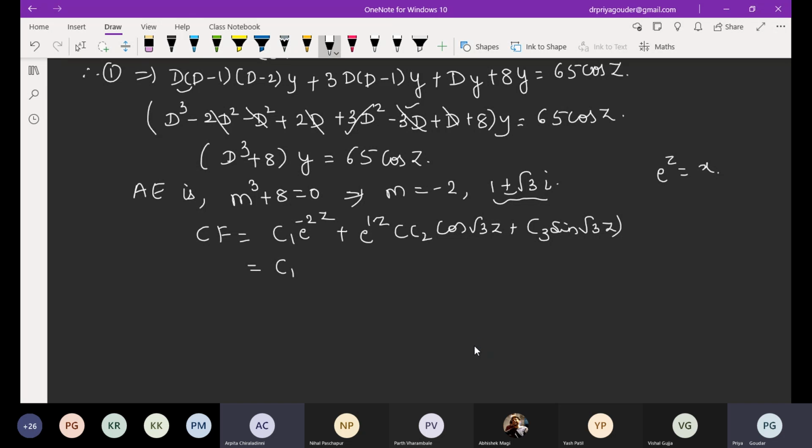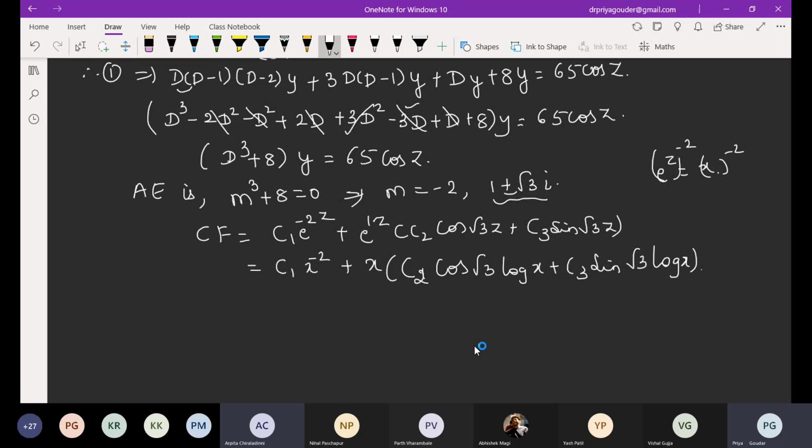What is the power here? -2. So if you raise the power on both the sides by -2, what will you get? Isn't it x raised to -2? Or you can write it as 1 by x square. Both mean one and the same. Then e raised to z is x, no problem. C2 cos of √3 into z. What is z in terms of x? Log x. Similarly here.